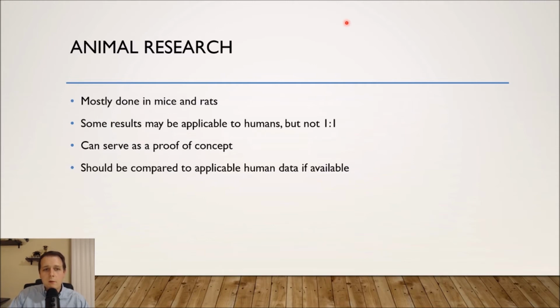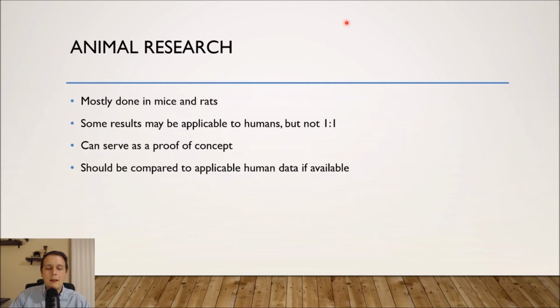From there, you can have animal research. This is usually done in mice and rats, but there have been other types as well. You can see monkeys, rabbits, all different types of animals. Fish sometimes can be used. But again, some of these results can be applicable to humans, but not always one-to-one. So just because you see, say, a drug is really effective for treating cancer in a mouse does not mean that that necessarily applies one-to-one to humans, right?